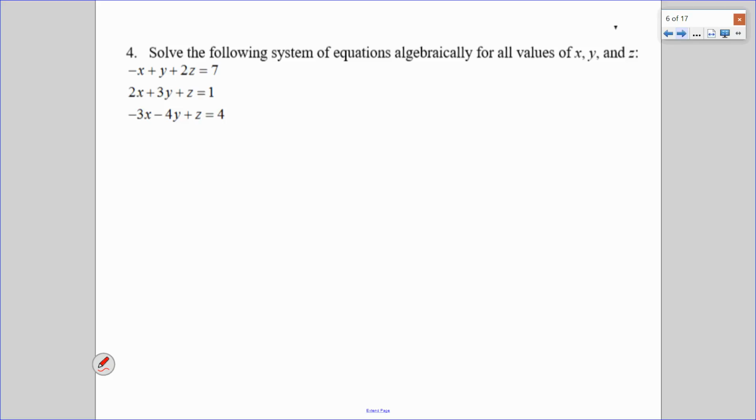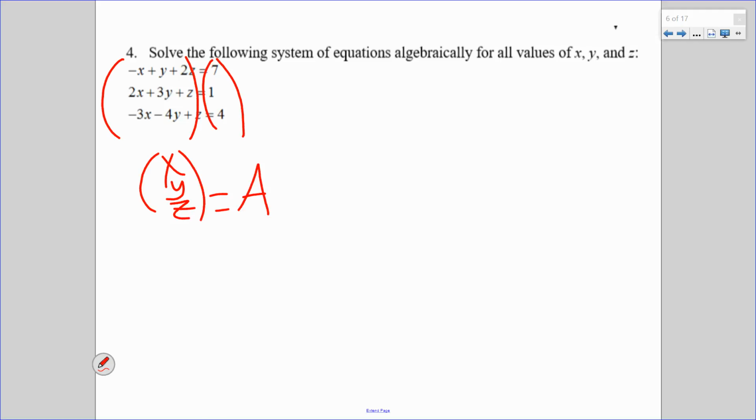There are 2 methods for this. When you see a 3 by 3 system, we use the matrix method. X, Y, Z equals A inverse B. Matrix method when it's 3 by 3.